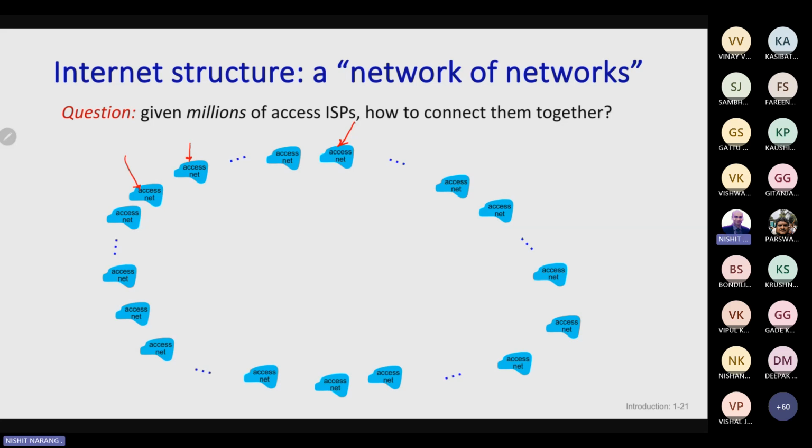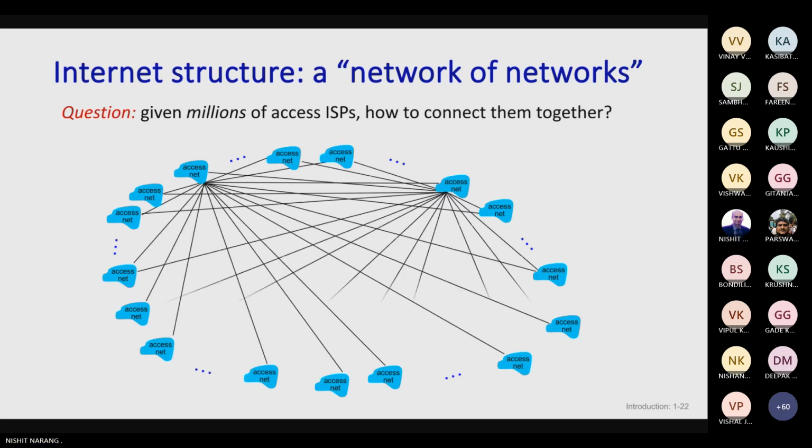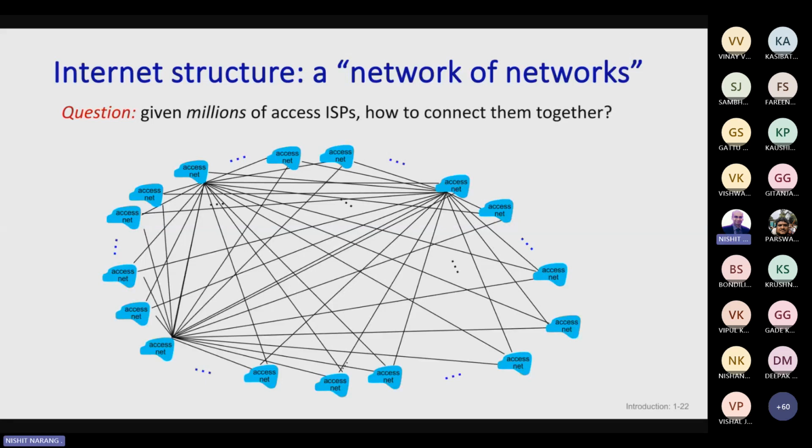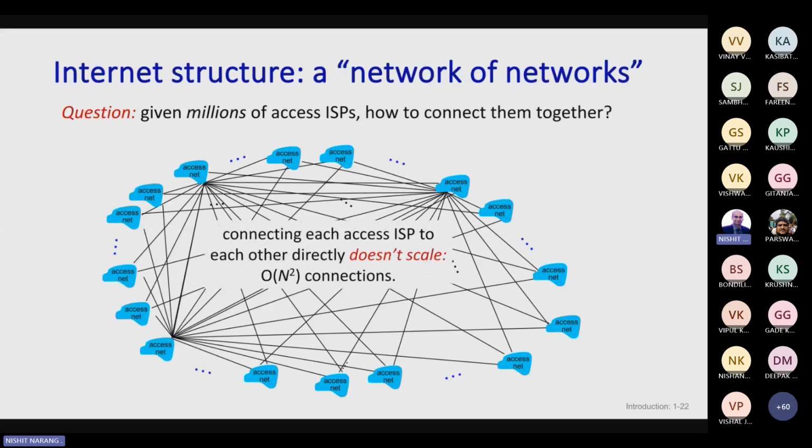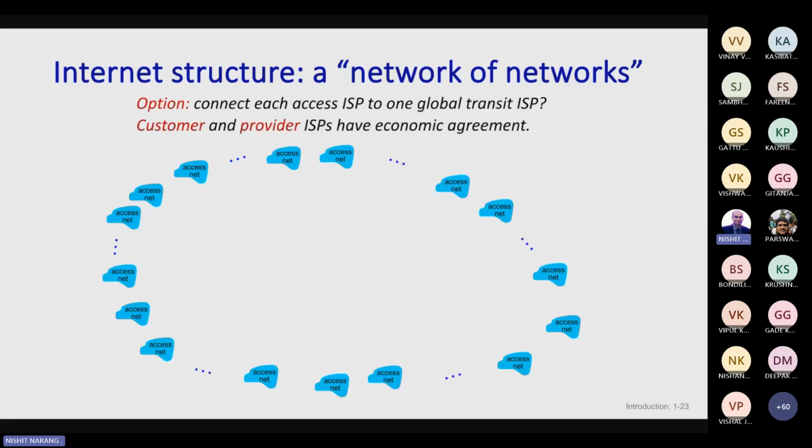But there are millions of these access networks. How do you connect all of them together to form the internet? I can do something like this: every access network connects to every other. Mesh connectivity. Is it feasible? It's not feasible. It's not sustainable. Every access network cannot connect to every other access network in the globe. It would mean every network has to maintain millions of connections. Not possible. Right? It doesn't scale, because we require order of n square connections to sustain this kind of topology. So this topology is not sustainable.